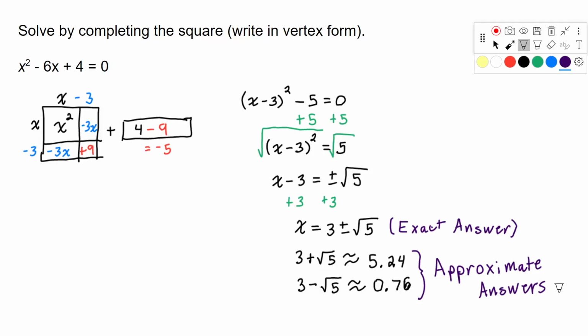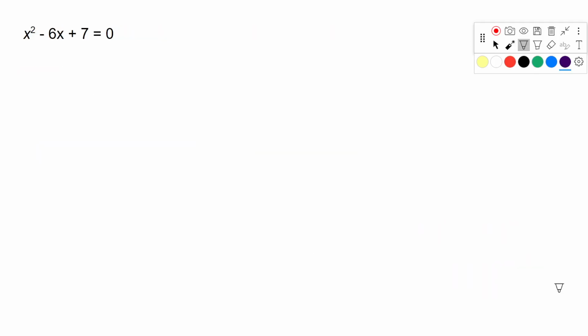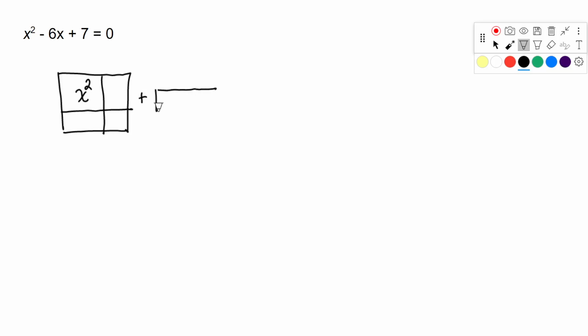Let's take a look at another one. Here we have x squared minus 6x plus 7. So very similar to the previous one, except we have this plus 7. So we have a square. We know that x squared is going inside of this. And we also know that the units of 7 are going to be outside.